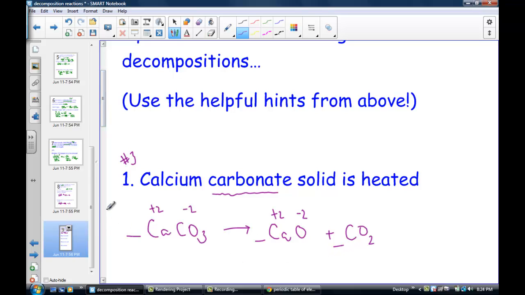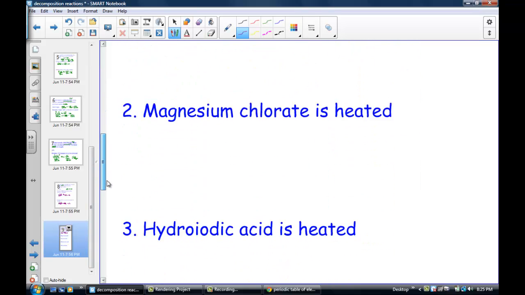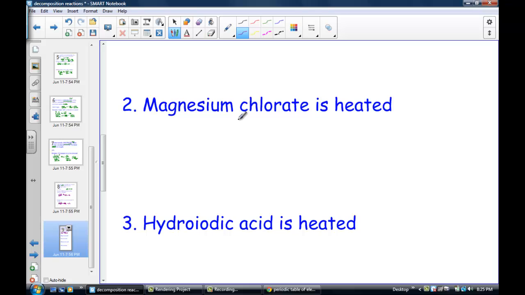Almost done. Let's try number 2. See this helpful hint? Chlorate. Let's go back and read helpful hint number 4. When metallic chlorates decompose, metal chlorides and oxygen gas form. Helpful hint number 4 is going to be my guide in predicting this decomposition reaction.